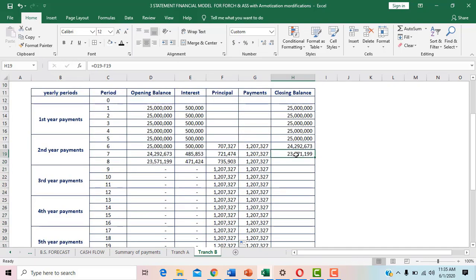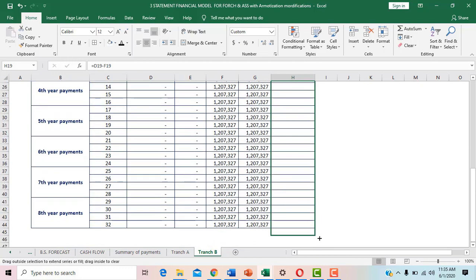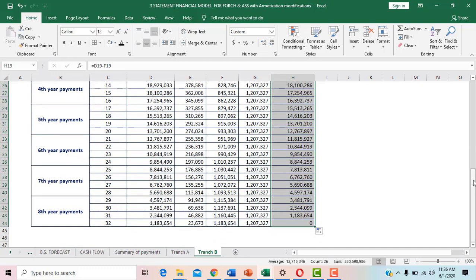And to finalize these, we're just going to pinch and drag the closing balance right up to the 32nd quarter. Excellent. So it tells us that in the 8th year, finishing our 32nd quarter, we are supposed to be liquidating this $25 million loan.